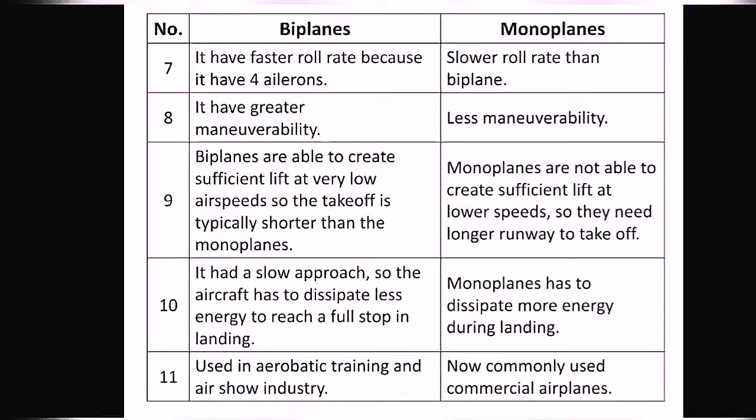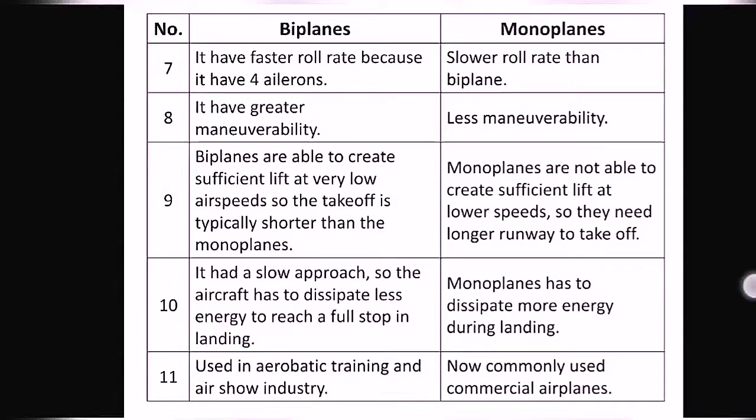Biplanes dissipate less energy during landing because it is very slow. So it needs less energy to reach a full stop. But monoplanes dissipate more energy during landing. Even though biplanes have many advantages, they are not commercially used because of their high drag. They are only used in the air show industry and in aerobatic training. But monoplanes are now commonly used.